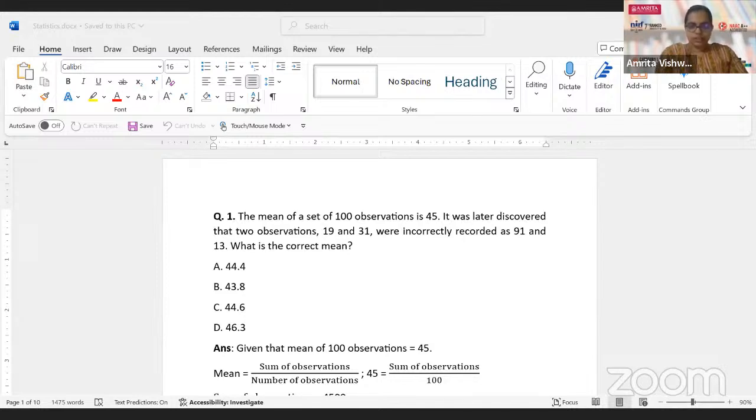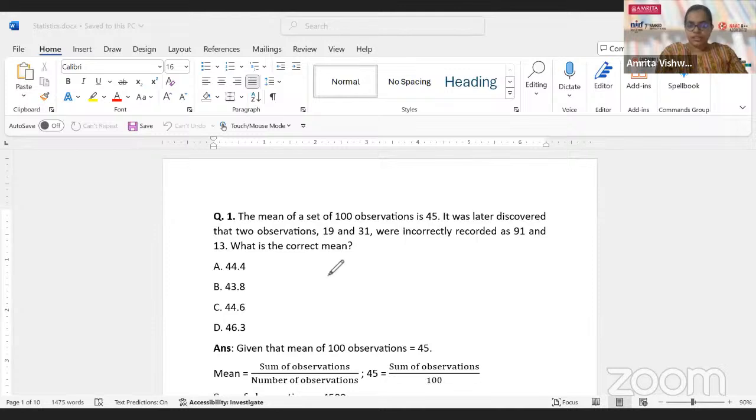So I'll be looking at the chat box. If there is anything that you want to communicate with me, you can type your queries in the chat box. In between the session, during the discussion also, I'll be looking at the questions. So today's chapter is Statistics. We have different types of questions from the chapter. So we'll start.